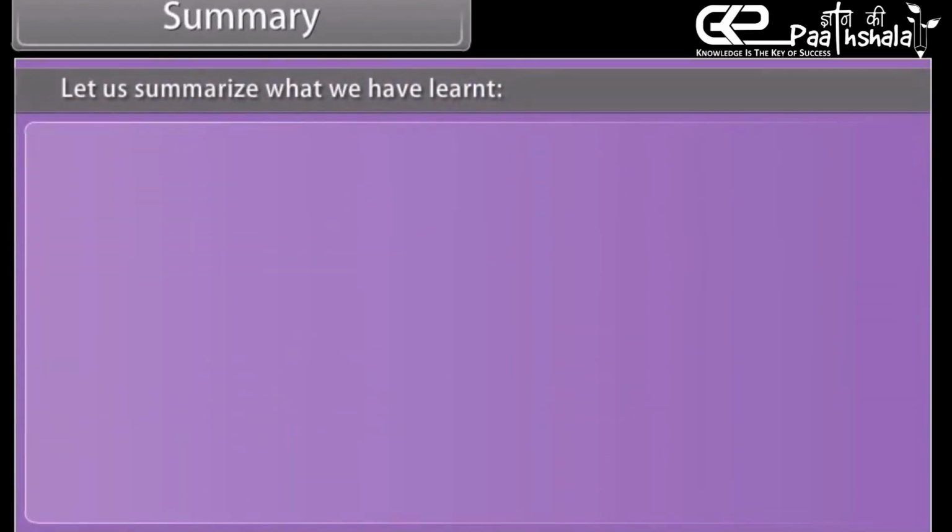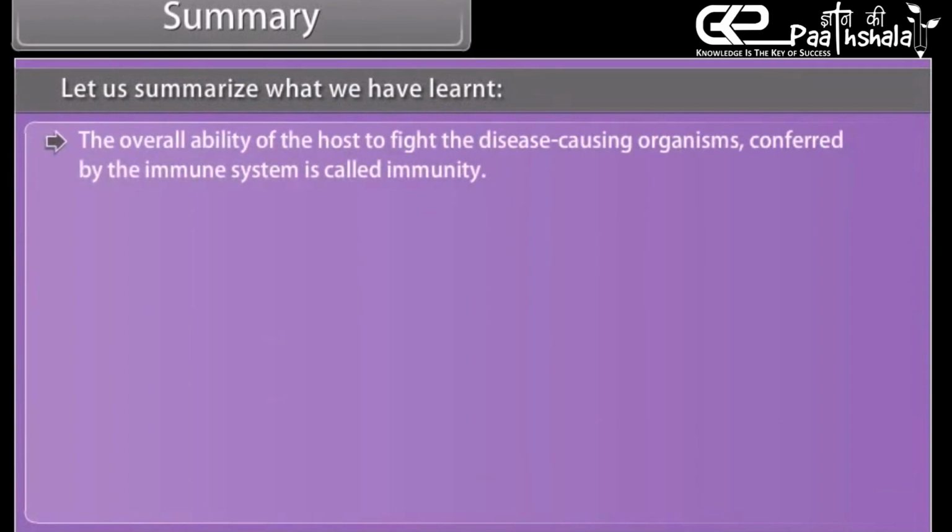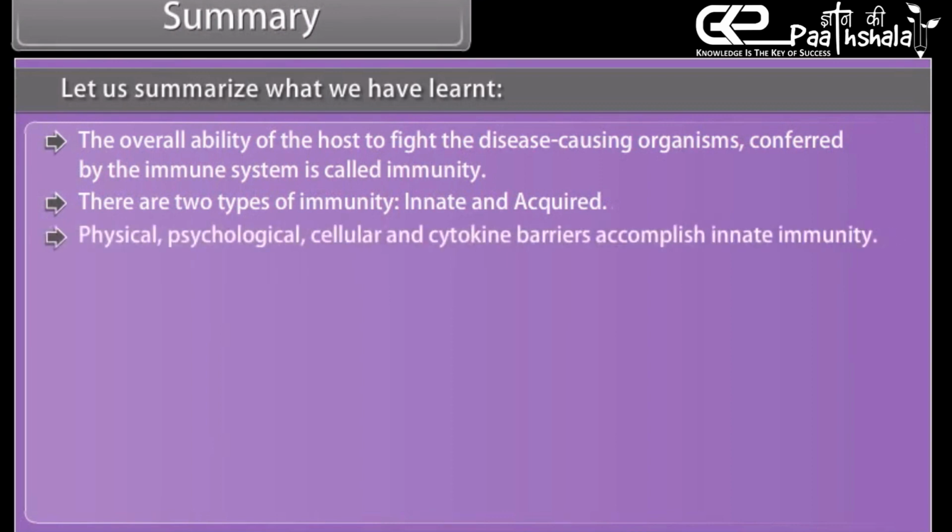Summary. Let us summarize what we have learned. The overall ability of the host to fight the disease-causing organisms conferred by the immune system is called immunity. There are two types of immunity, innate and acquired. Physical, physiological, cellular, and cytokine barriers accomplish innate immunity.